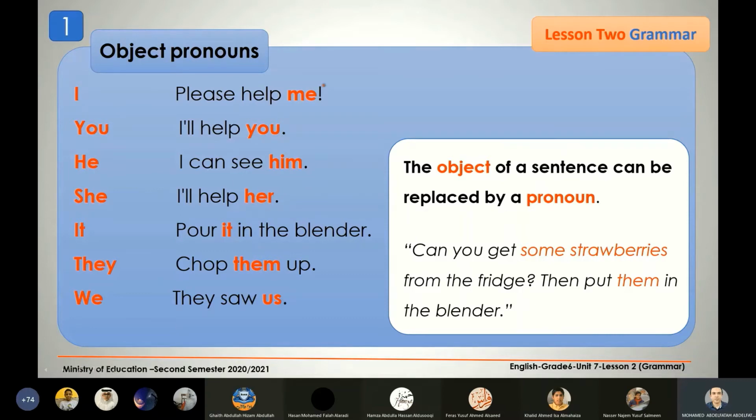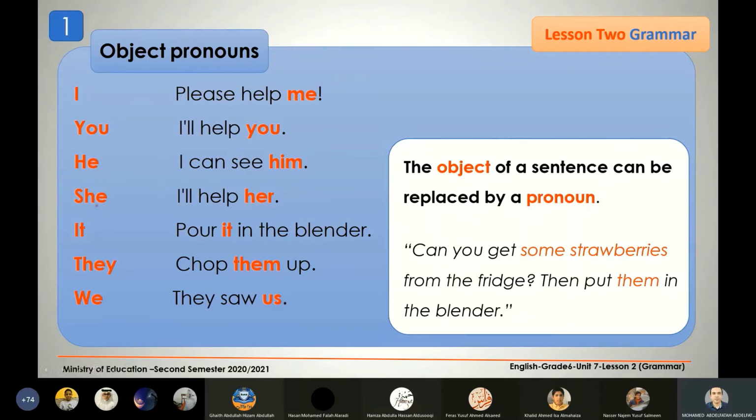Because me is the object pronoun. Yeah, bravo, Sally. So, the object pronoun of you is you. I'll help you. Okay? He, for example, my brother, my father, my teacher, any one of your classmates is he. So you can use the object pronoun him. I can see him. For example, look Dad over there. My friend Ali is there. I can see him. Okay?